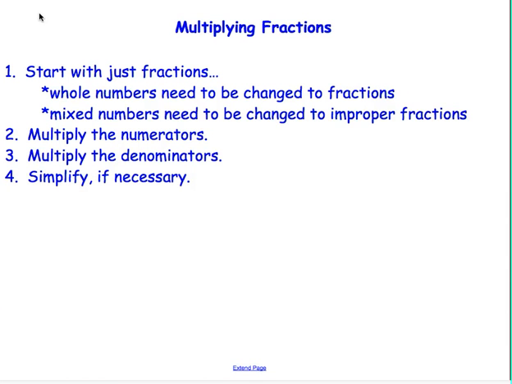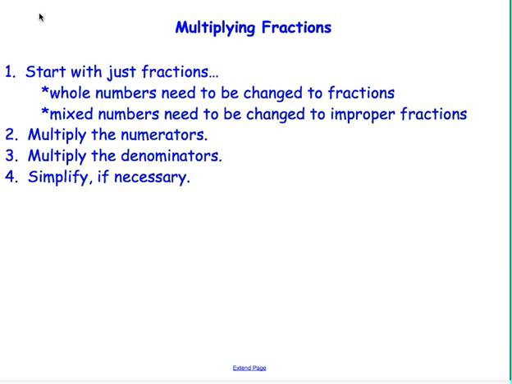At this time, we're going to put these notes into our notebook. We haven't put any multiplication notes in there yet. So open to your next clean page and your topic should be multiplying fractions. And we're going to put the steps that we use to multiply. Number one, start with just fractions.